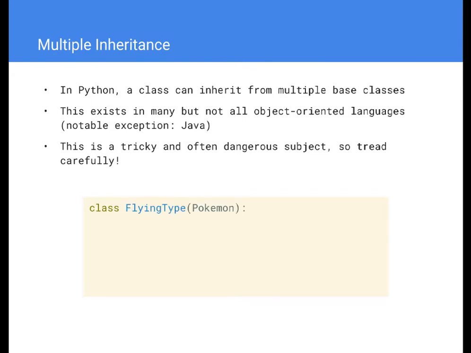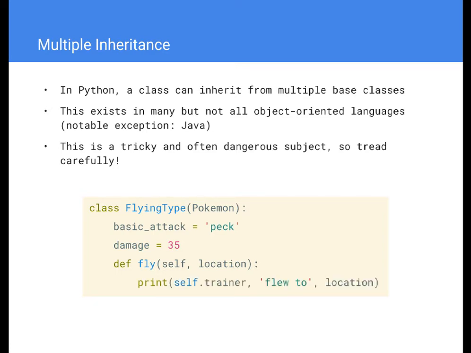I'm going to show you a new type of Pokemon called Flying type. Flying type Pokemon have a basic attack that's Peck. It causes 35 damage. And when I try to fly, I can say that my trainer flew to some location. So it's a nice way to travel.